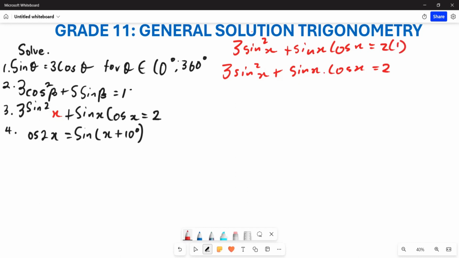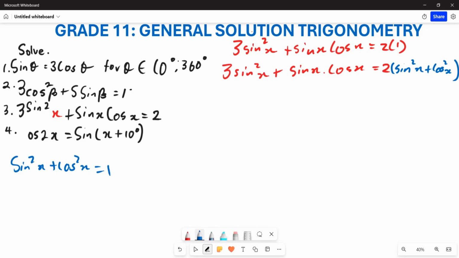And from our identities, we know that sine squared x plus cos squared x is equal to 1, right? So what is it that we can do here? We can say, look, this I can still write as sine squared x plus cos squared x, because this is still the same as 1. Basically, this is still the same as my 2, right? Then I take this side now.